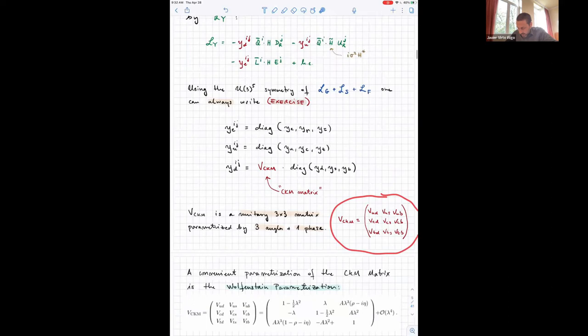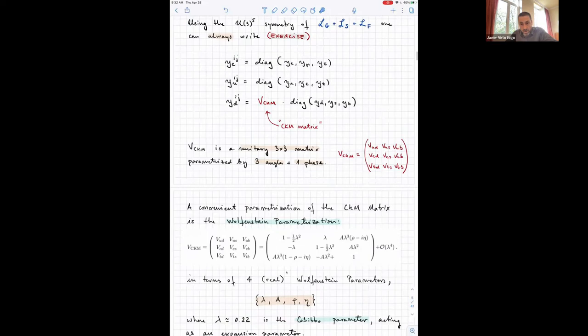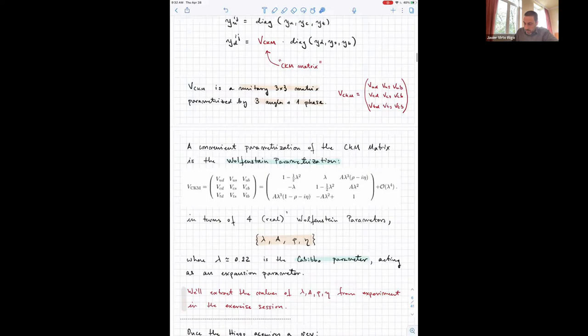And this, I think you probably also know from the standard model course. Okay, now, how do you choose these three angles and phase? You can do several things, but the useful parametrization is the Wolfenstein parametrization, okay?